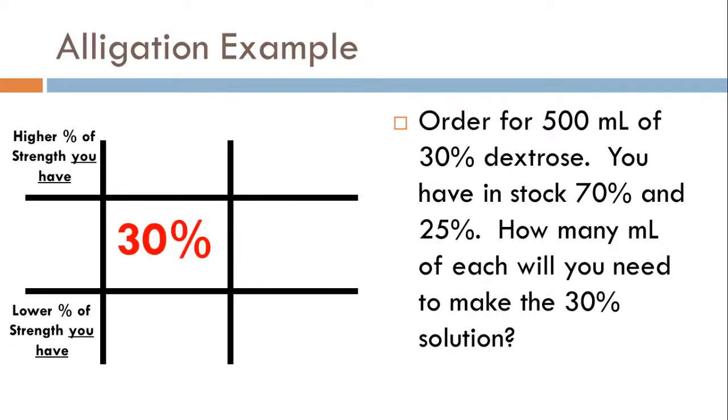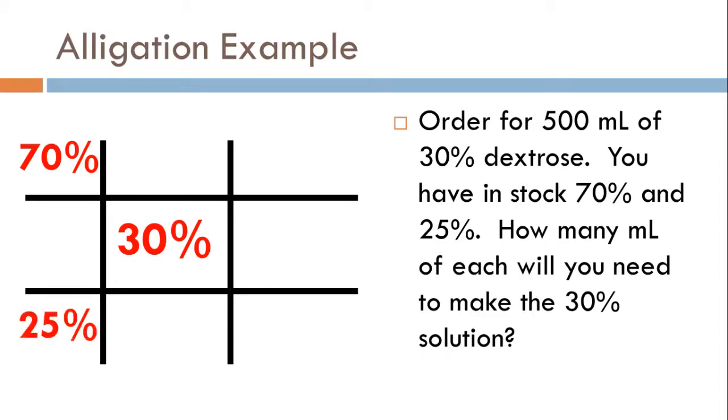30%, that's what we're looking for. Our higher percentage strength is, of course, 70%. And then our lower percentage strength that we have, that is what we discussed earlier, the 25%. So you know what to do next. We're going to find out what is the difference between those two. You can probably do the math in your head, but I've got no problem with you using a calculator should you need it. But 70 and 30, what's the difference? Well, it's 40. 40 parts.